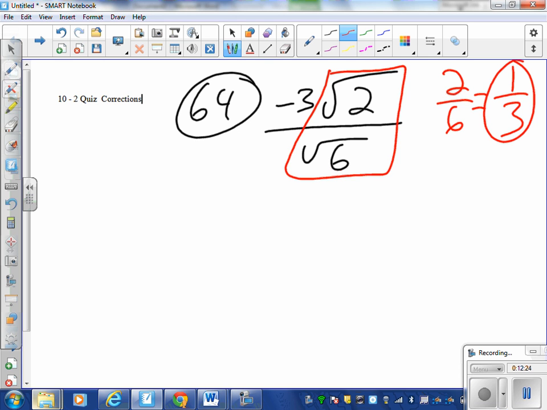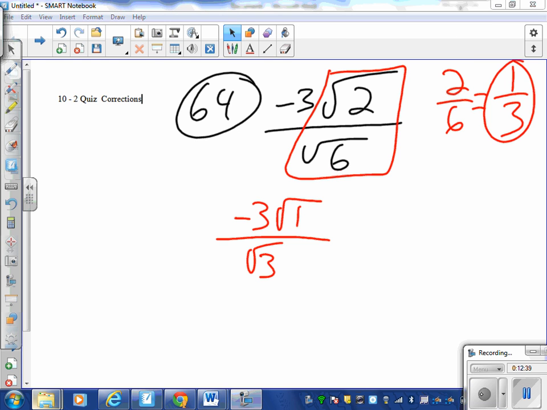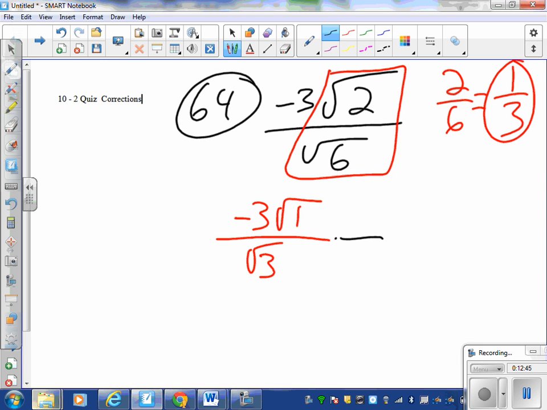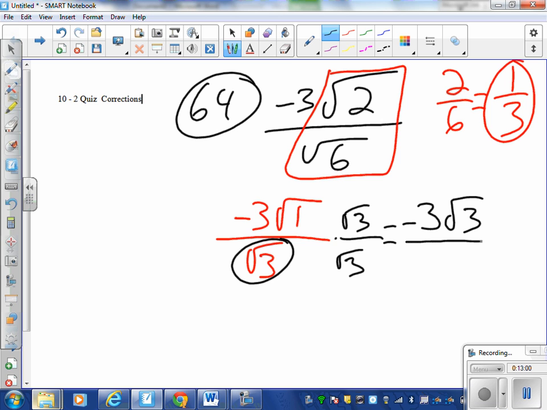So I'm going to replace those numbers with the ones I just have right here. I'm going to rewrite that as negative 3 square root 1 over square root 3. So my next step is to multiply the top and the bottom by square root 3, because we don't want a square root on the bottom side. So when I do that, I get negative 3 square root 3. Square root 3 times square root 3, it's the same number that's inside here. Your answer becomes 3.